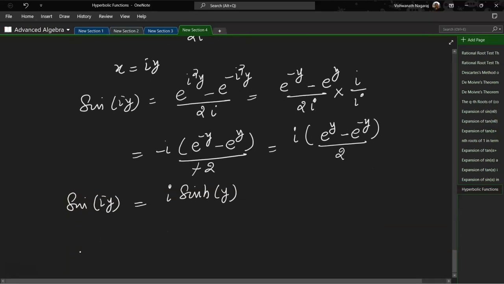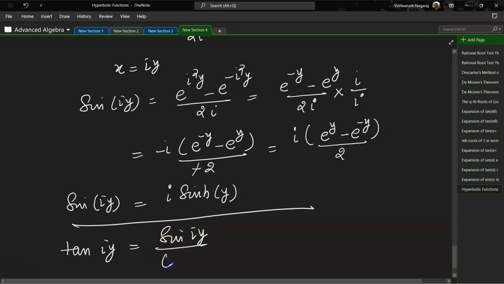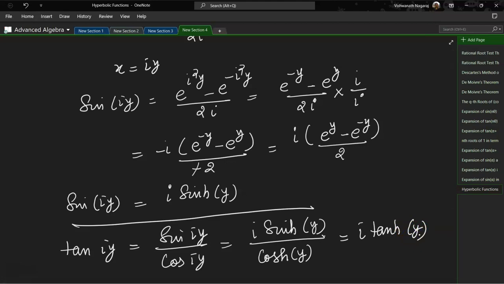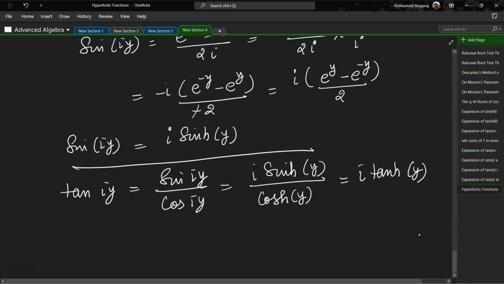Okay, let's look at tan finally. So tan iy would be equal to sine iy by cos iy. Sine iy is nothing but i sine hyperbolic y, and cos iy is cos hyperbolic y, which is nothing but i tan hyperbolic y. So in case of sine and tan, i comes out. In case of cos, i disappears. That's the difference. Okay, I think that's enough. Bye.